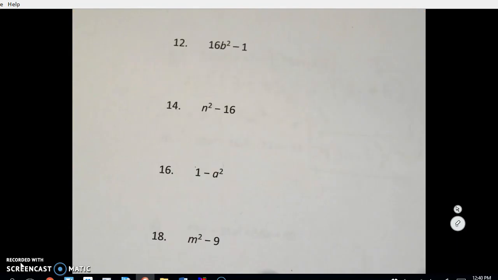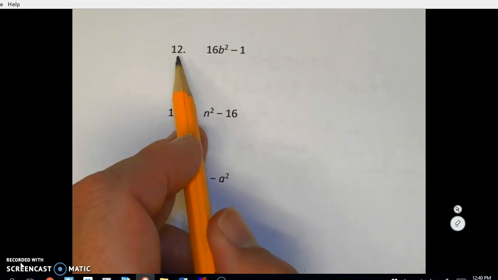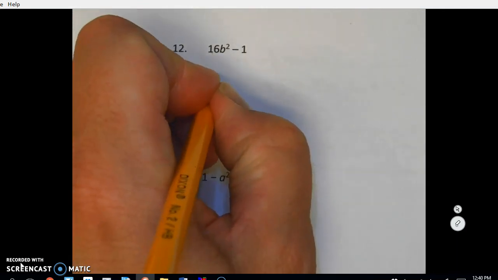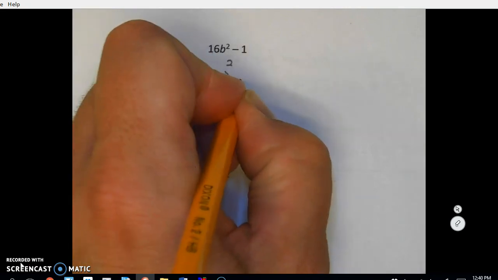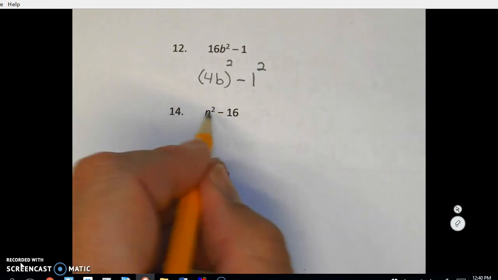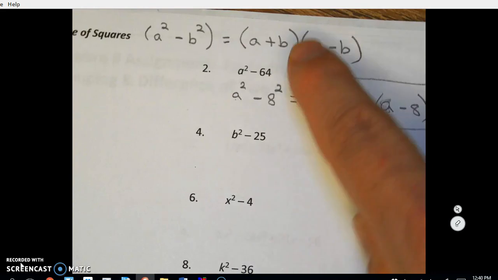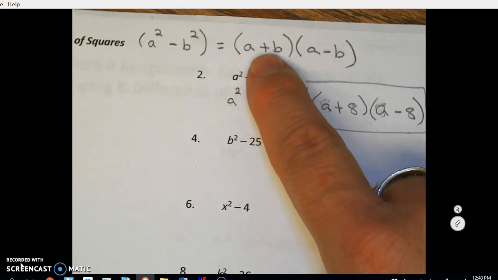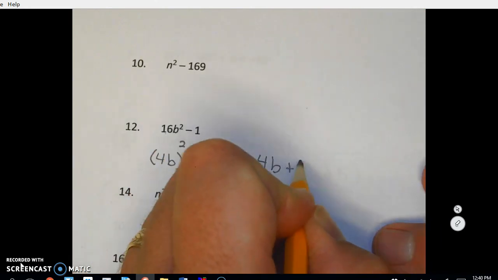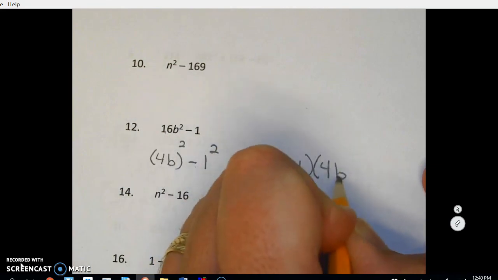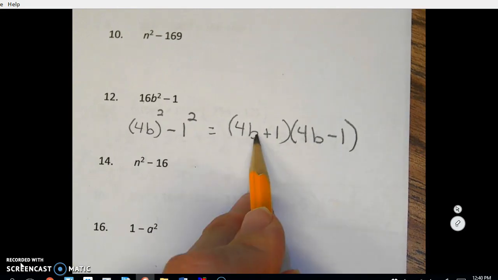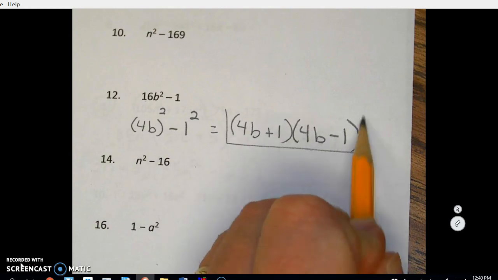Let's go down here. Let's look at 12. So putting it in the correct format, 4 squared is 16. So 4b squared minus 1 squared. So now that we have it in the correct format, we can use the formula that we wrote up here. We're going to have a plus b, a minus b. So 4b plus 1 and 4b minus 1. And we can't factor either one of these any farther, and so that would be our answer.